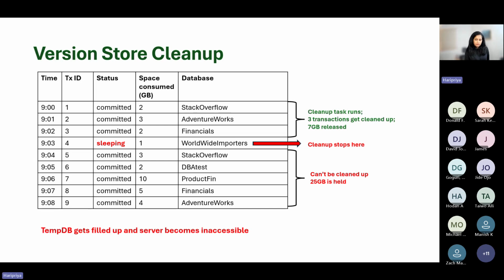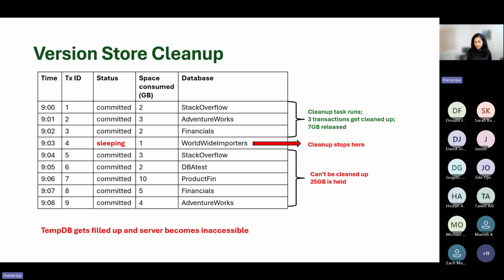So what happens now? The remaining 25 gig will not get cleaned up. Imagine this is on a production server. Transactions are constantly coming in and none of them can get cleaned up. Now this will grow from 25 to 50 to 100 gig. Not the memory, sorry, the space, whatever the max space you have for your TempDB, everything is going to get filled up. And what happens? You cannot access your server, right? So that's something important to understand.